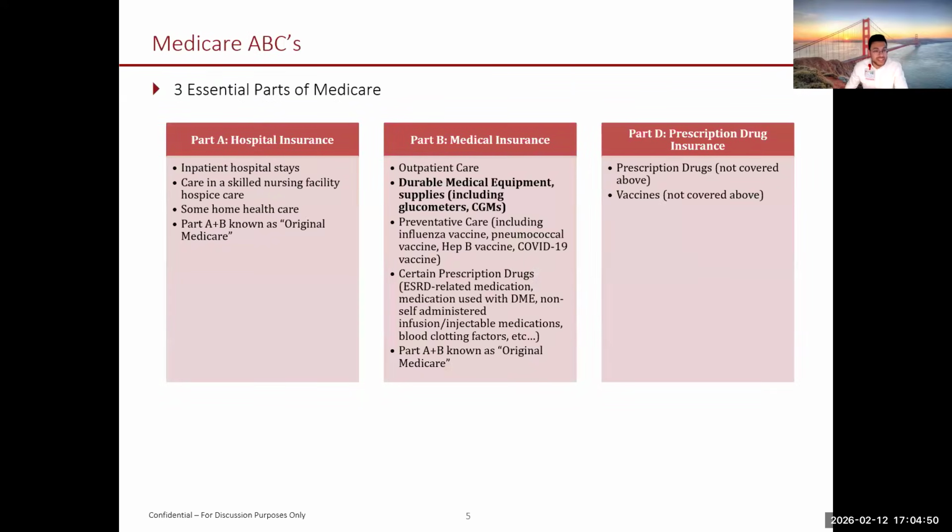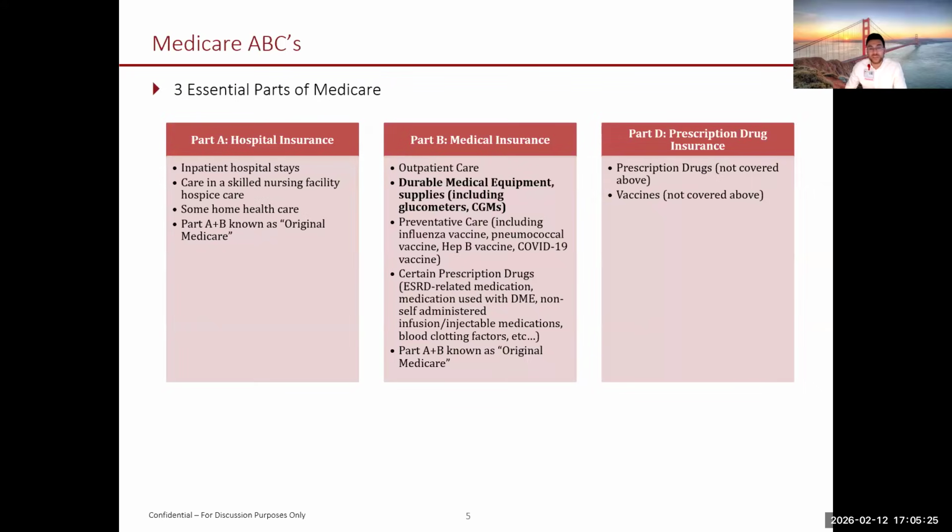It's important to know the ABCs of Medicare and the different parts, as they specifically are tied into what covers what services. These are the three main parts of Medicare: Part A, Part B, and Part D. Part A and B are often referred to as original Medicare. Part A specifically covers hospital insurance. It's like your inpatient hospital stays, anytime you're inpatient, skilled nursing facilities, hospice care, certain home health care. That's where you see your Part A going to work.